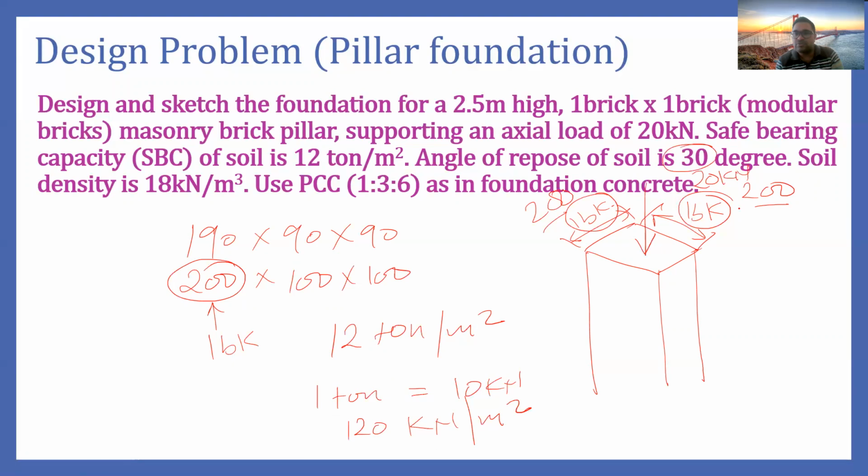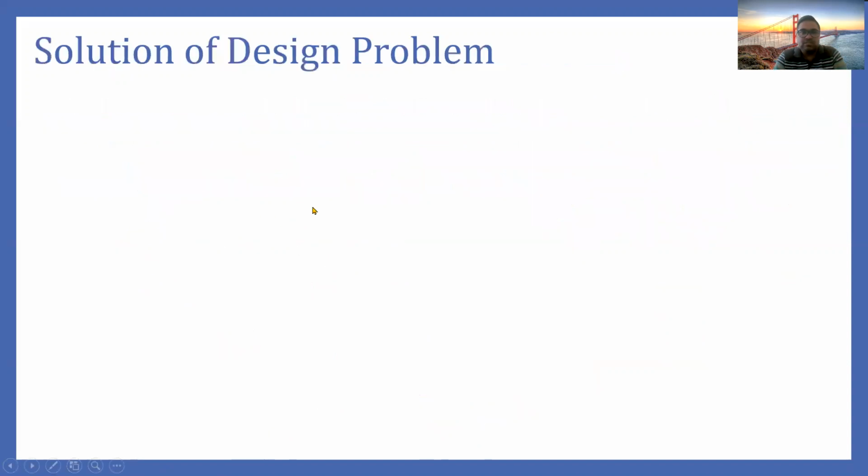Similarly, the angle of repose, which means the phi value, is given here as 30 degree, and soil density, which means lambda, is given here as 18 kilonewton, and this is basically the value of QC, which is the safe bearing capacity, and the PCC grade is given to us 1 is to 3 is to 6. So we will use this grade to find the value of MR, which means modulus of rupture, for the calculation of thickness of the foundation. So let's start our problem.